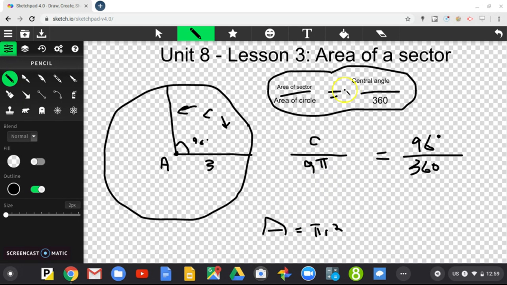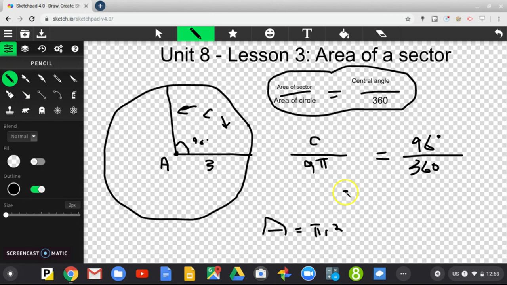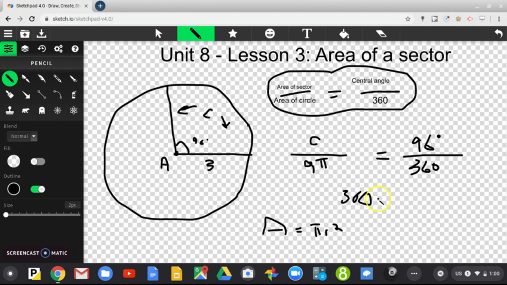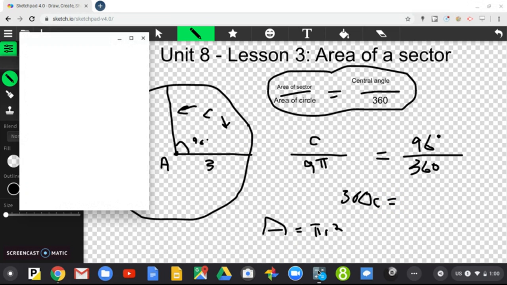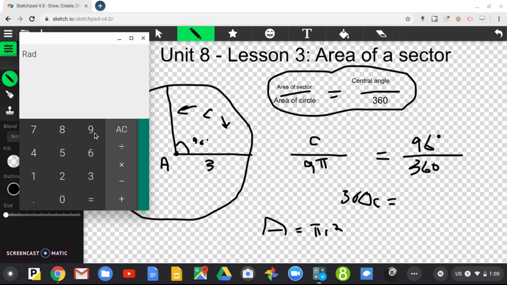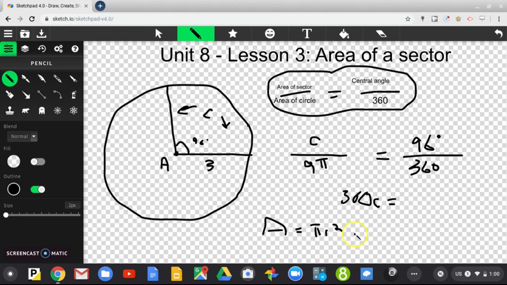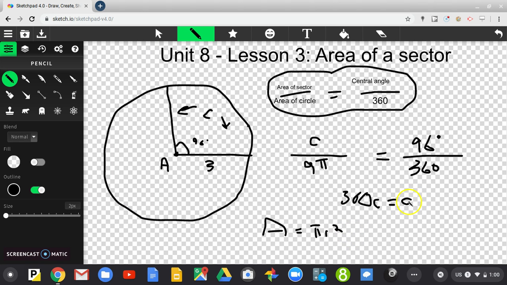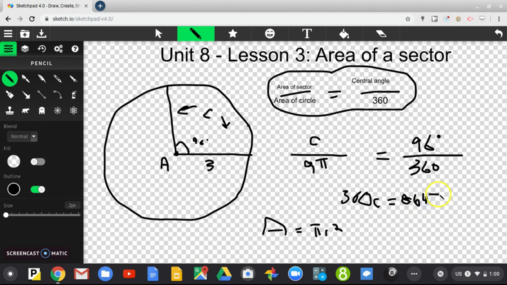So we can cross multiply. So 360c, we cross multiply that part. Here, let me just do this. I'm struggling to write here. And then 96 times 9. Let's figure out what that is. 864 pi. So that's what we can do. So 360c equals 864 pi. That's what I've written.